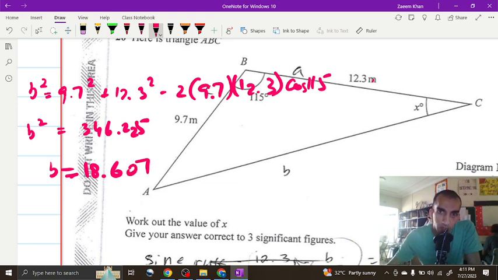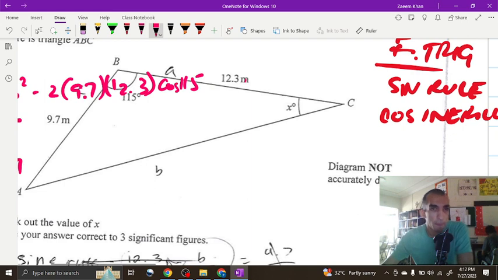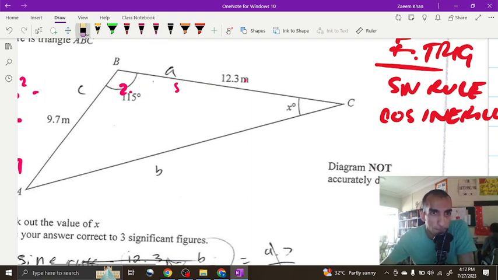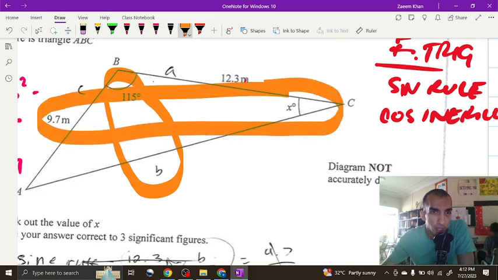Now that we've got the value of b, does that help us in solving for x? Yes. How? What rule can we use now? The sine rule. The cosine rule. No, we're already done with the cosine rule, the sine rule. The sine rule works like this. We need an angle on the opposite side, we need another angle on the opposite side. If we have a combination that looks like this, we're good to go.